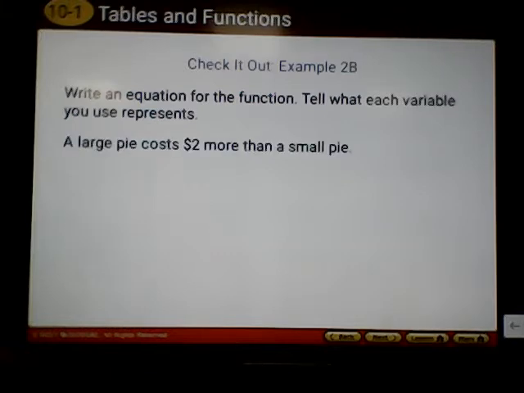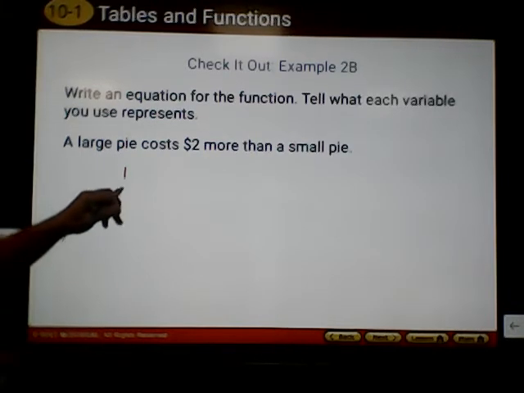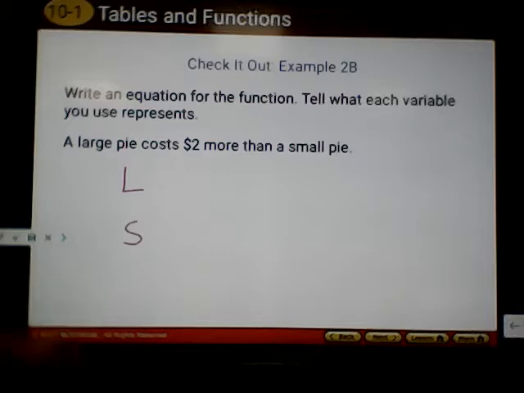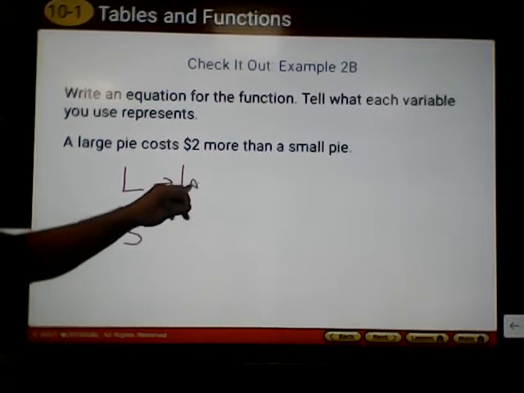And then you might have one where it's a little bit different, where now they have different operations. A large pie costs 2 more than a small pie. All right, so let's see, you can use this. L for large pie, S for small pie if you want. This represents the large pie.